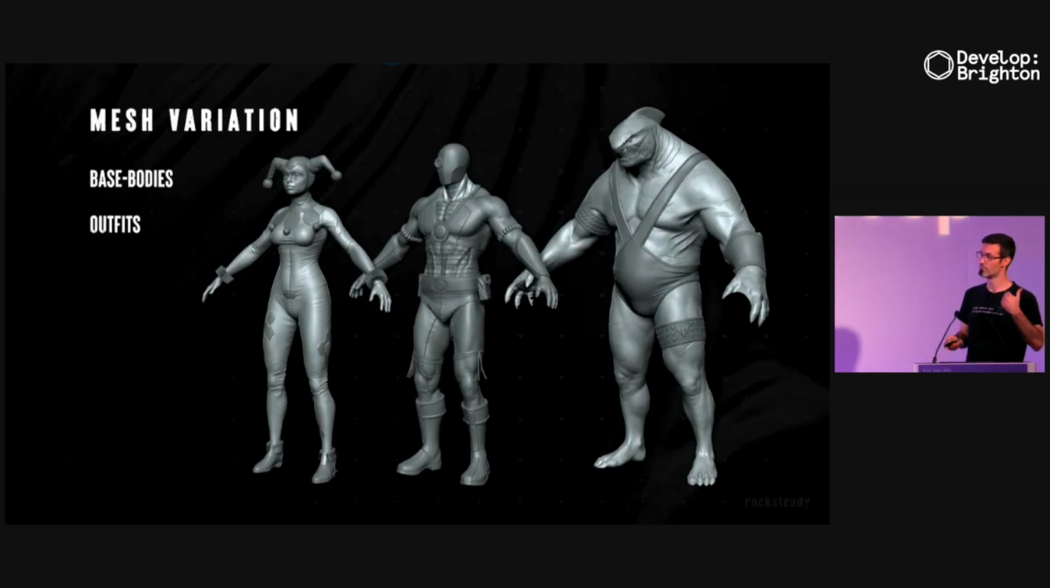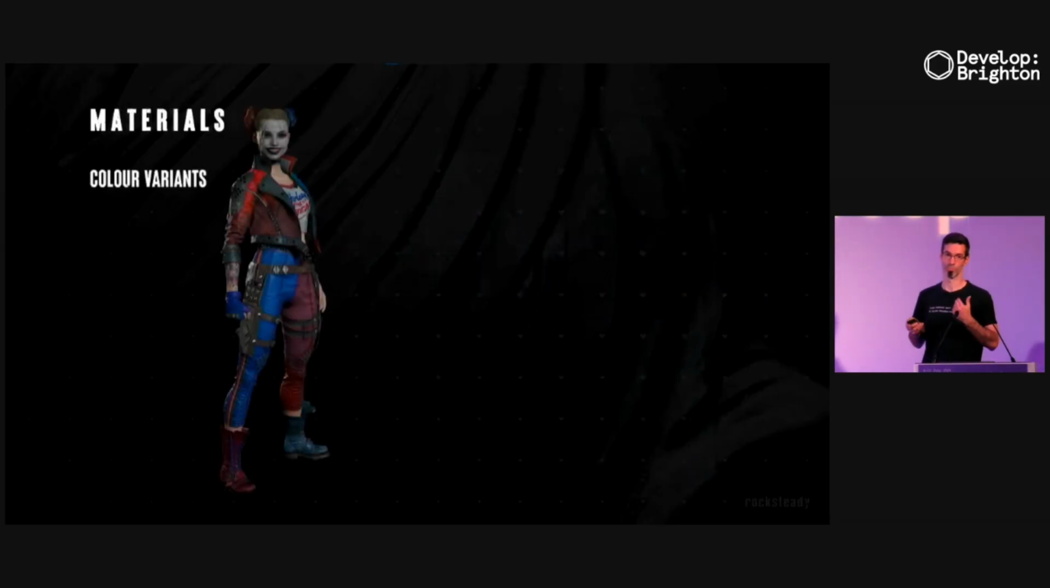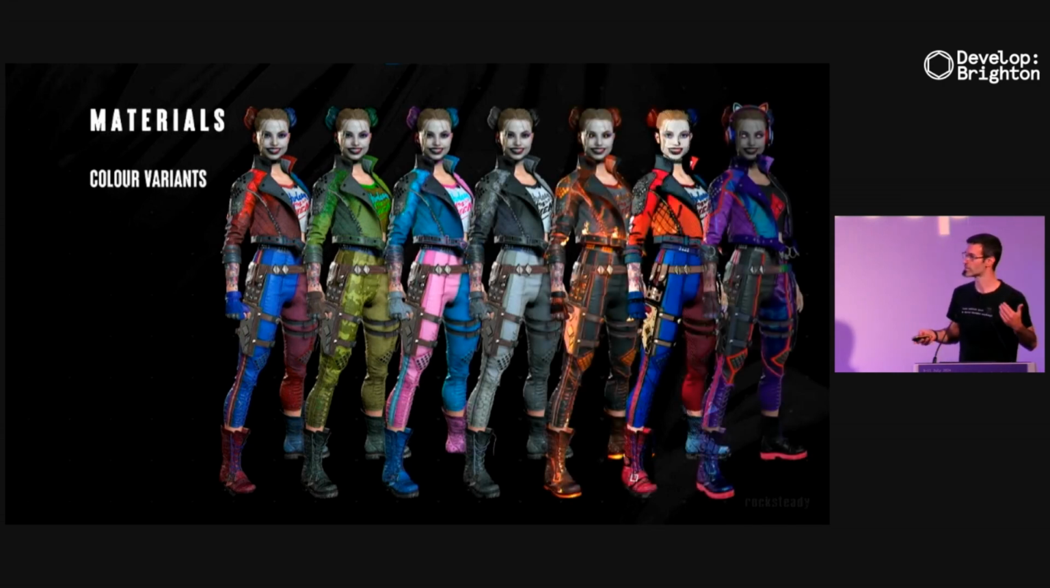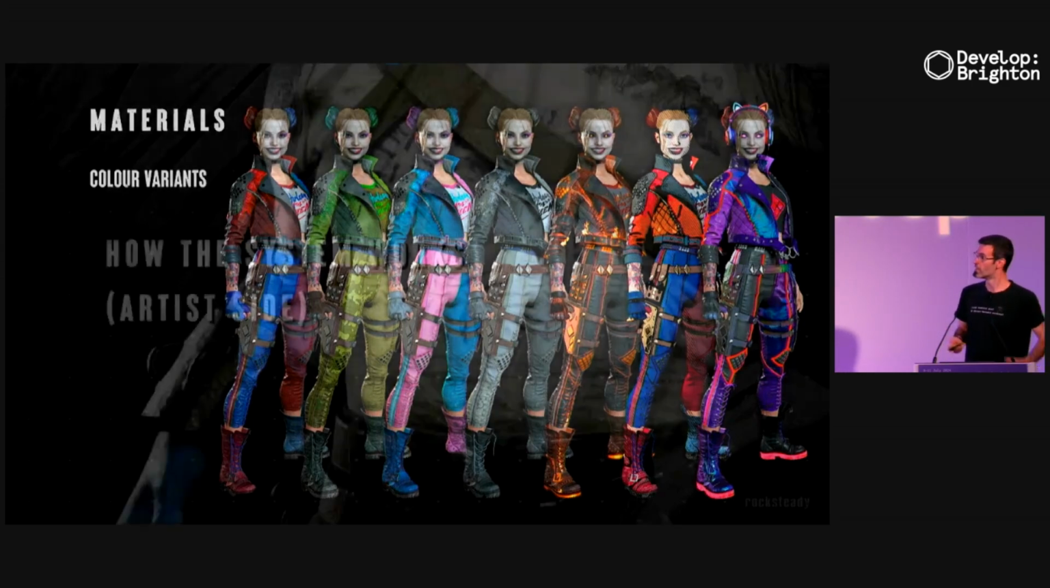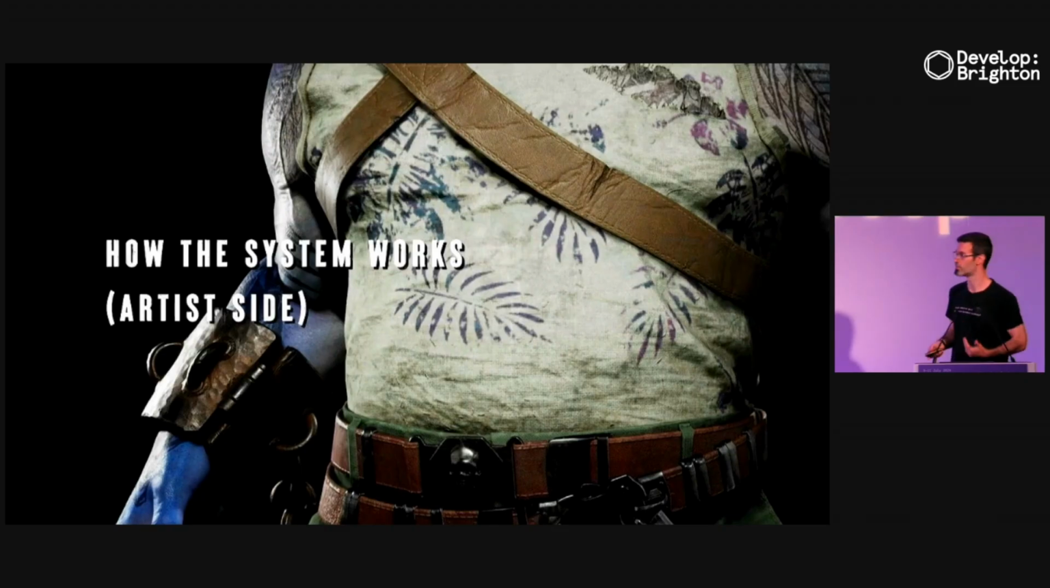But where the variation really comes alive is when it comes to materials. So we have the concept of color variants, which really goes beyond color. You can have effects and all sorts of things. And these are just a handful of them for one mesh variant. We ended up with hundreds, almost 1,000 color variants. So I think we tick that box of supporting customization. Some of them are more complex than others, and some of them take more time to produce than others, but we were able to create a bunch of variants. So let's now look at how the system works from the artist side.